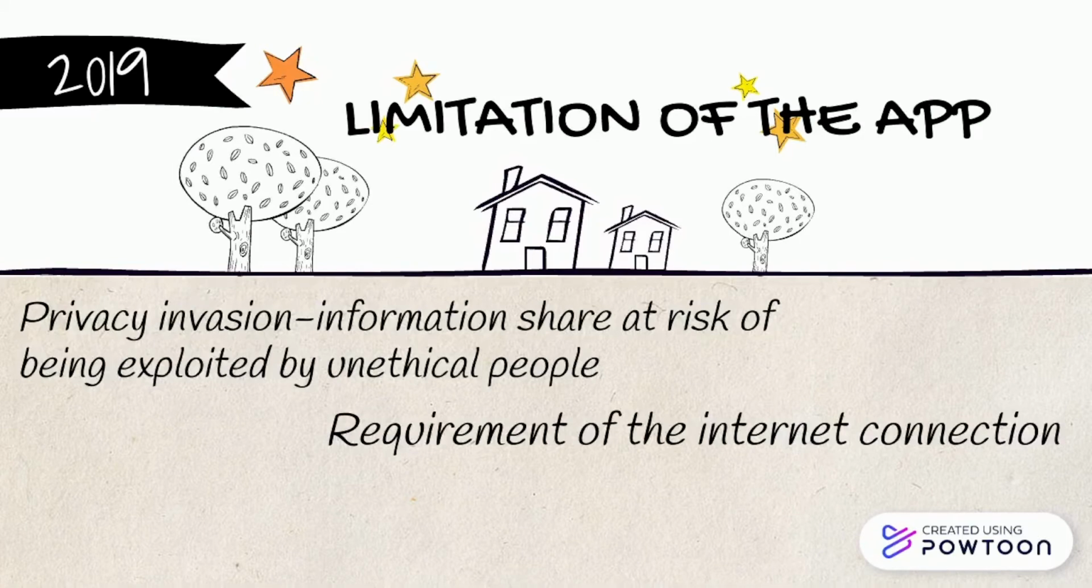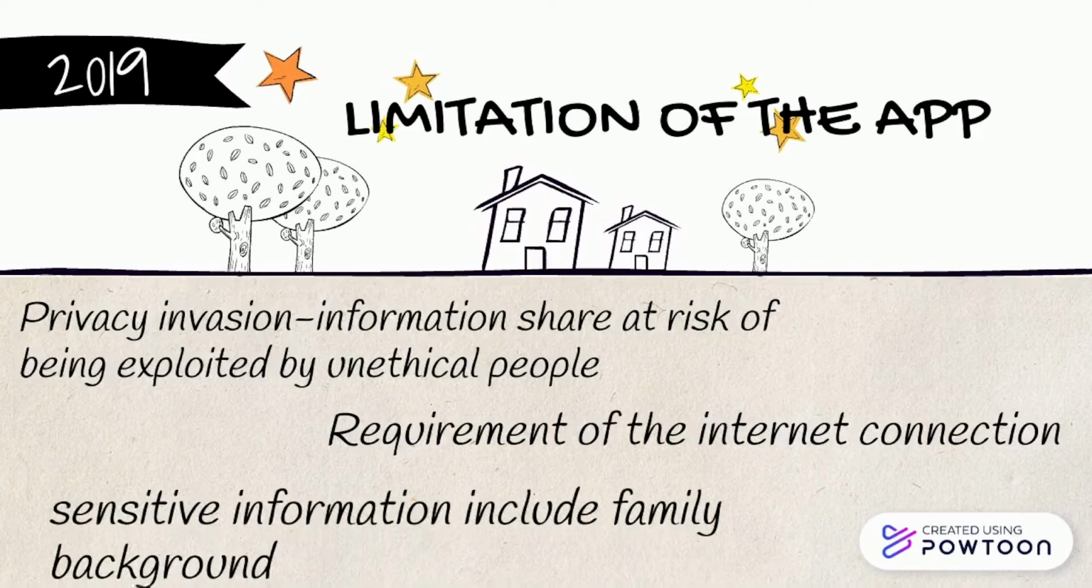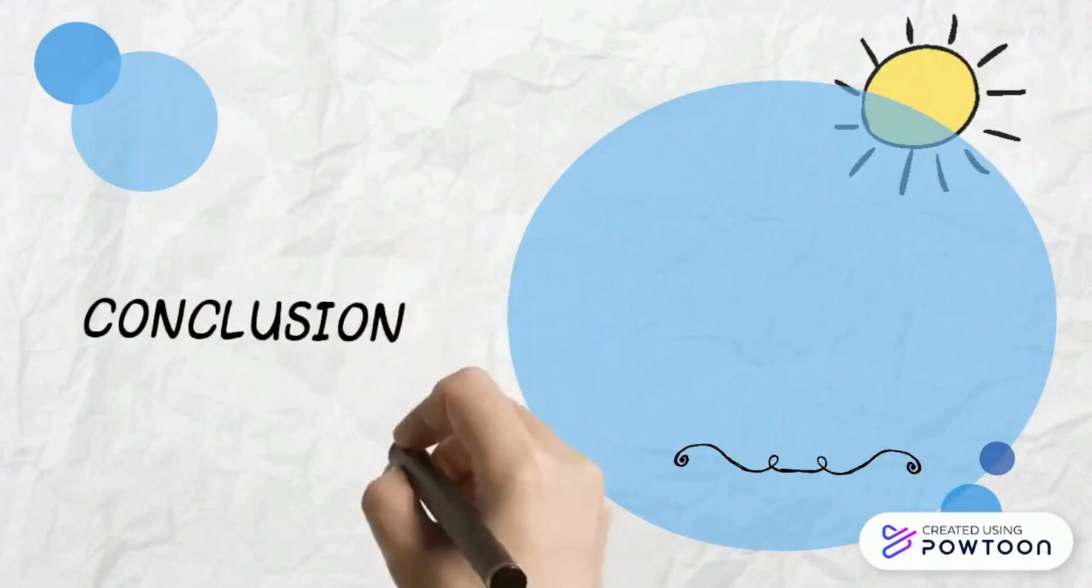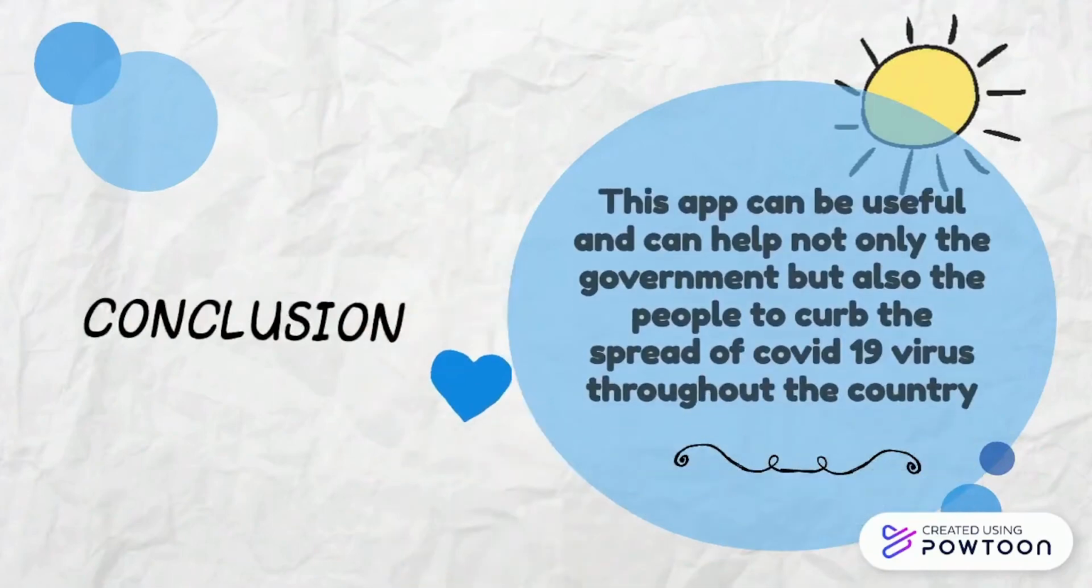And also, sensitive information includes family background. By disclosing family background, it can cause such personal data to be exposed and compromised by irresponsible parties. Last but not least, the conclusion is that the app can be useful and can help not only the government but also the people to curb the spread of the COVID-19 virus throughout the country.